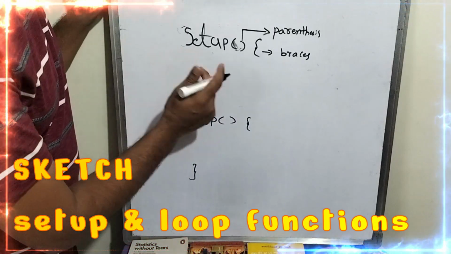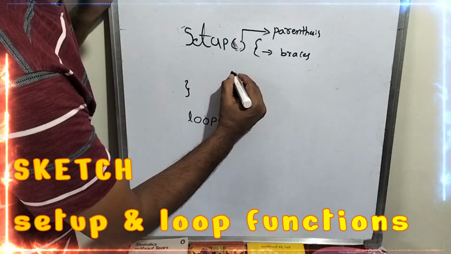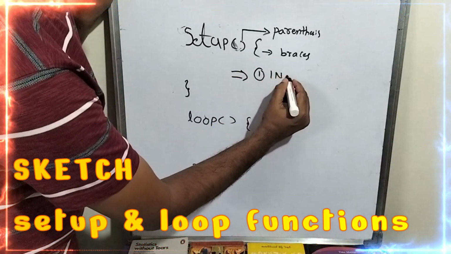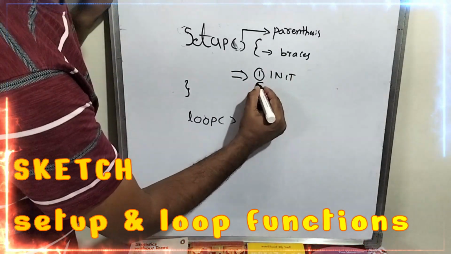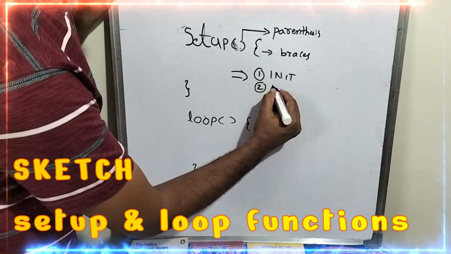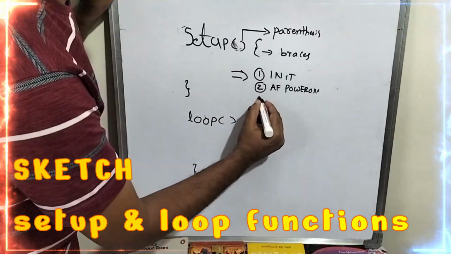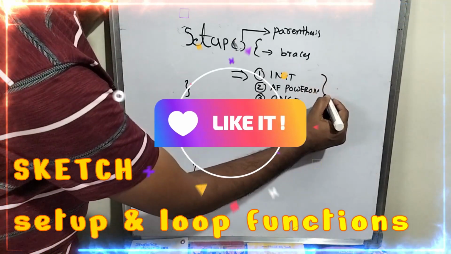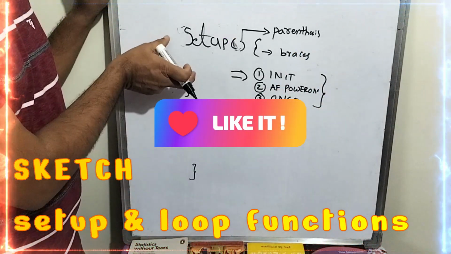So this setup function has three attributes, friends. The first one: it will do the initialization. Second one: this code will run after power on. And the third one: it will run only once, friends. So these three are the attributes of the setup function.